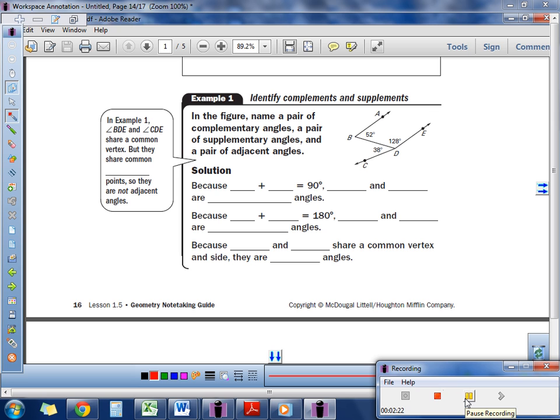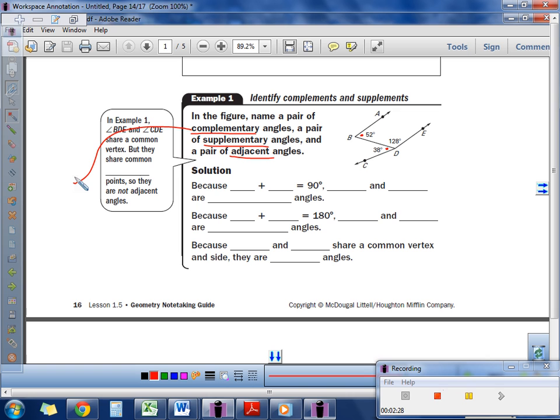All right, so in example 1, it says in the figure, name a pair of complementary angles, a pair of supplementary angles, and a pair of adjacent angles. If you remember, complementary angles add to 90. So we've got to find two numbers in here that add to 90, and those would be located here and here. All you have to do for complementary angles is name the two angles that are complementary.